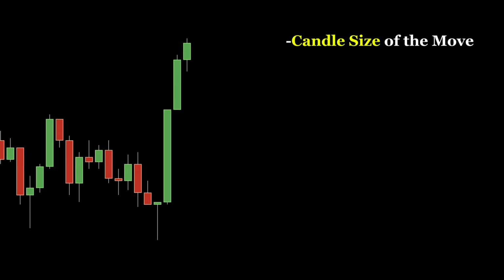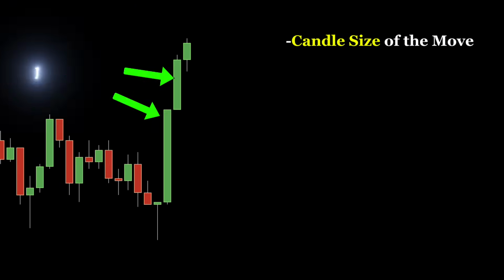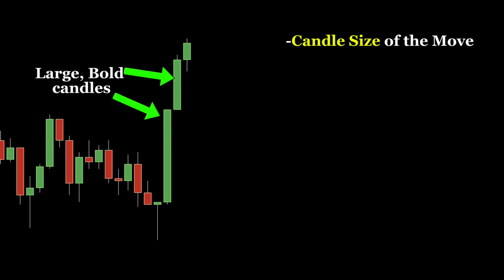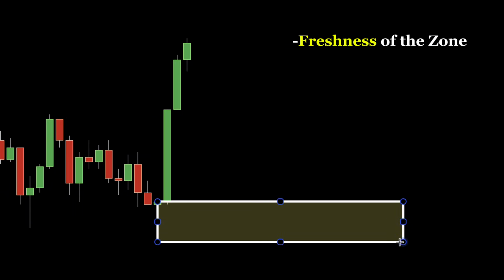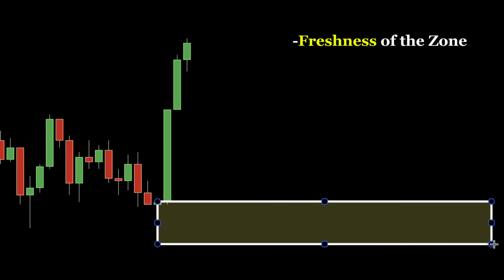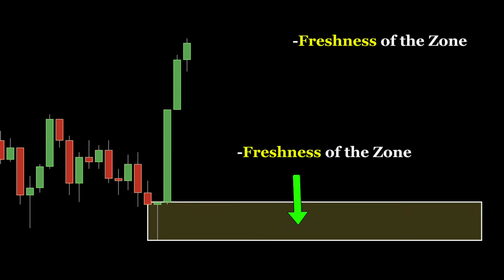Candle size of the move. Here's what you need to watch for. Large, bold candles all moving in the same direction. These are the footprints of big institutions, clear signs that market makers are active. Freshness of the zone. Here's the golden rule. Stick to zones that have never been tested before. The first test of a zone is where the magic happens. It's the most reliable and offers the highest probability of success.